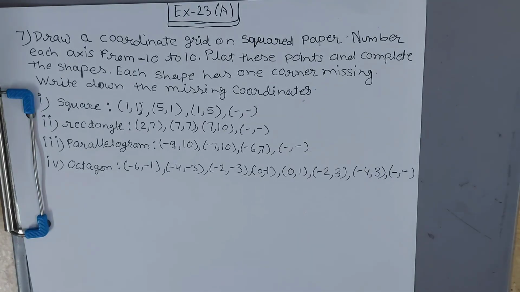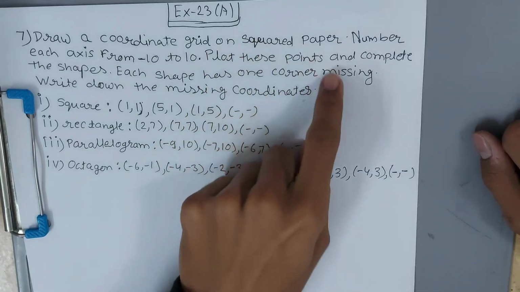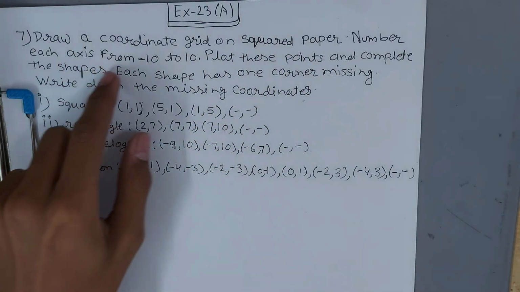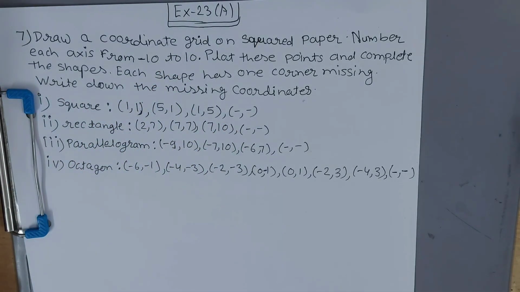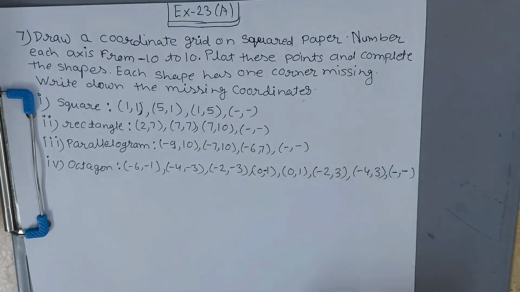In this video we are going to solve ICSE Mathematics Class 8 chapter number 23 Linear Graphs exercise 23a question 7. This question says draw a coordinate grid on a squared paper, that means graph paper. We have to draw the axis, right? Number each axis from -10 to +10. Plot these points and complete the shapes. Each shape has one corner missing. Write down the missing coordinates.